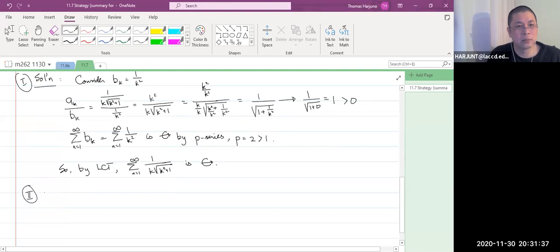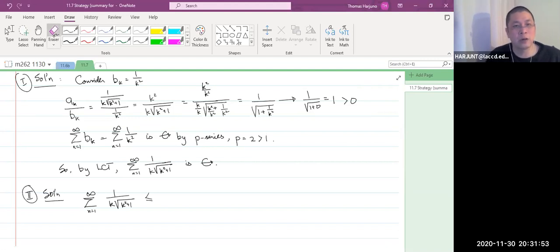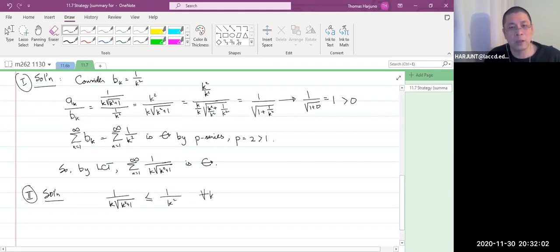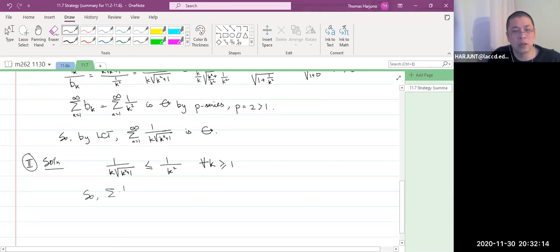The second method, the second solution, which I think is easier: this term, instead of the series, this term is less than or equal to 1 over k squared for every k greater than or equal to 1. Is that right? So the series, see, I really work too hard. It's less than or equal to this series.